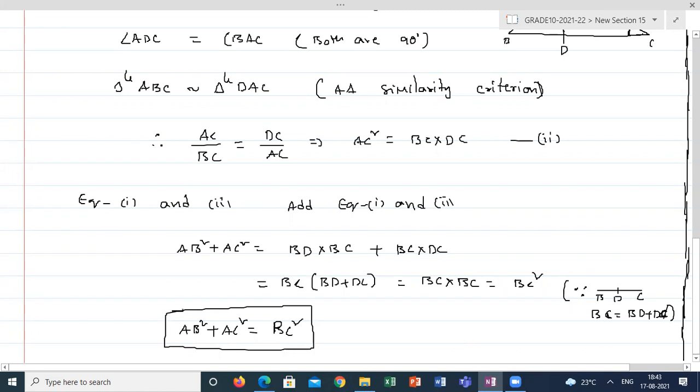So AB square plus AC square is equal to BC square, and this is known as the proof. This statement is known as the Pythagoras theorem. Is it clear, guys, how I proved the Pythagoras theorem? It's simple. This result is known as the Pythagoras theorem.